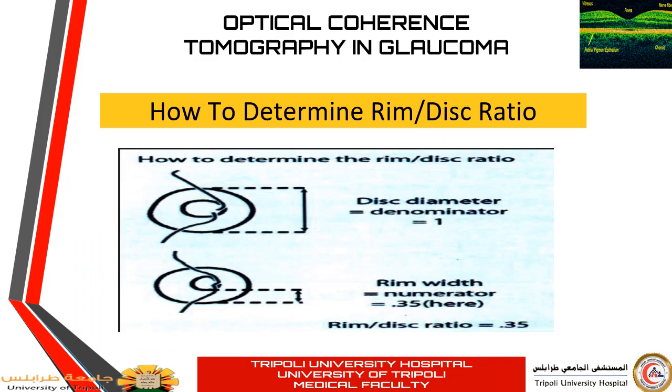This slide shows how we determine the rim disc ratio. That's the radial diameter of the rim in relation to the diameter of the optic disc in the same axis. So we will measure this area and divide it by the total diameter of the optic disc in the same axis. Okay, this is the rim disc ratio rather than the cup disc ratio.